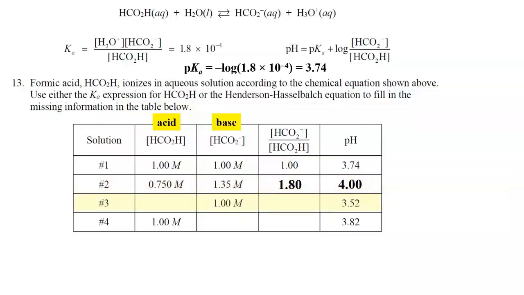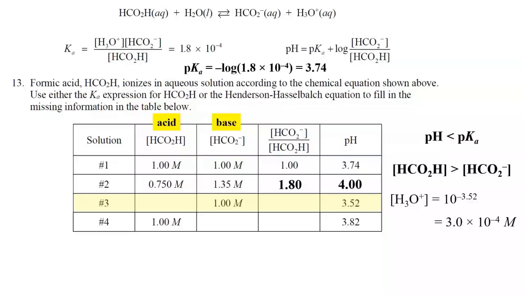With solution 3, we can see that a pH of 3.52 is less than a pH of 3.74. This means that the pH is less than the pKa. And when the pH is less than the pKa, that means that the concentration of formic acid should be greater than the concentration of the formate ion. That's our prediction. Now, since we already know the pH, then the inverse of that to figure out the concentration of the hydronium ion would be 10 to the minus pH. So 10 to the minus 3.52 gives us the concentration of the hydronium ion.